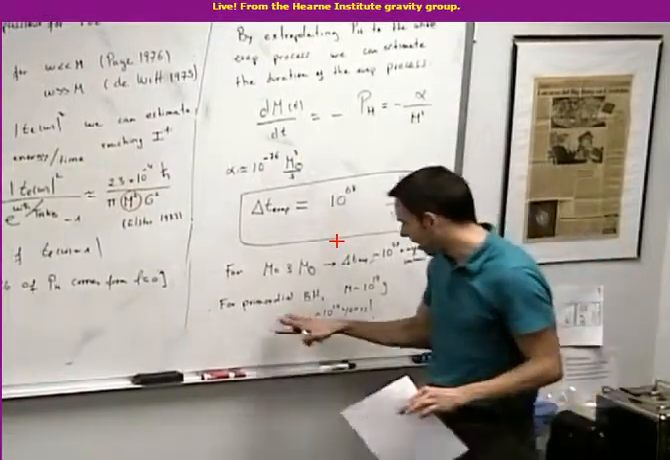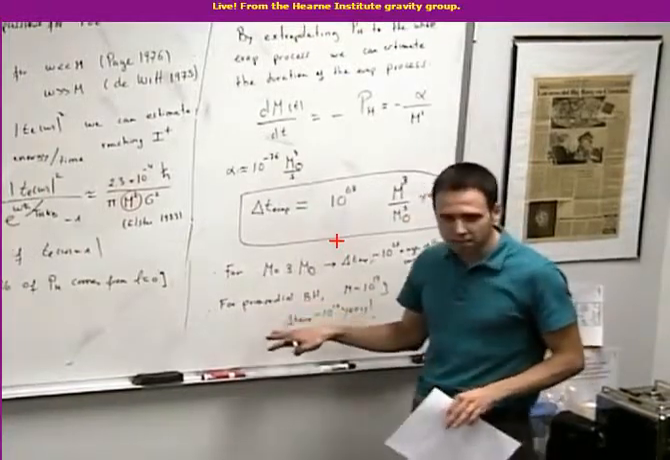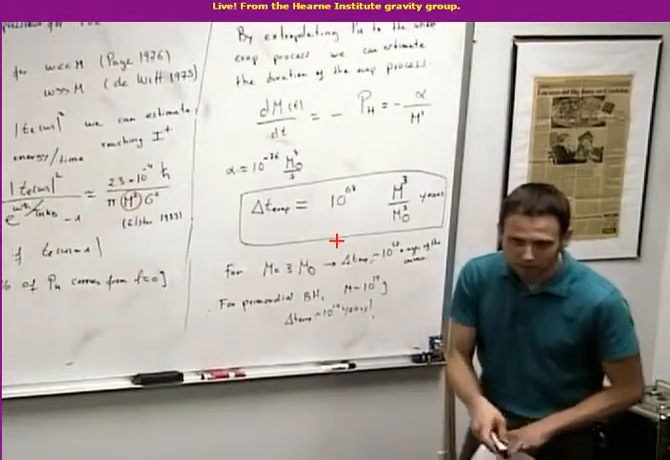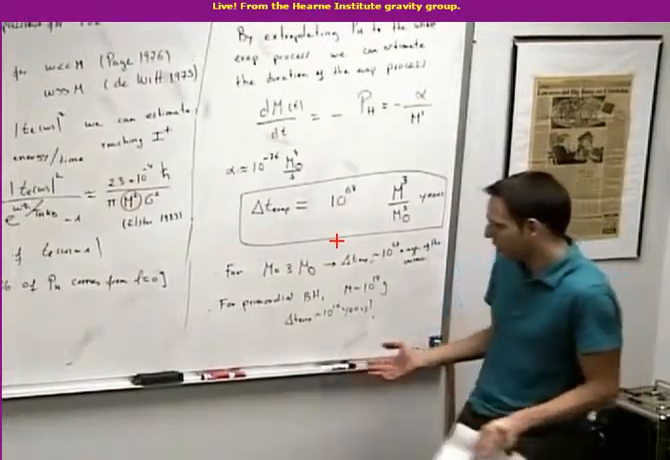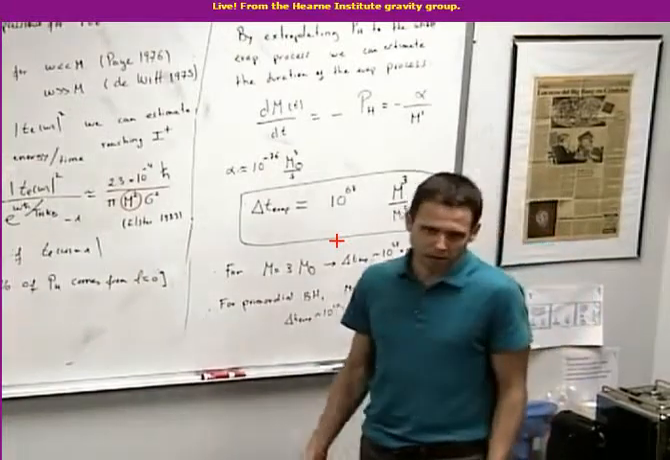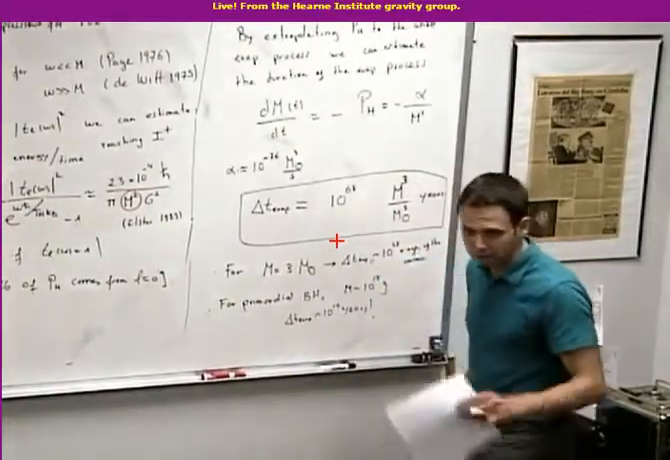So the fact that we don't see this doesn't put a question mark on Hawking radiation, but on primordial black holes. It tells us that primordial black holes, if they were formed at all, were very, very, very rare.